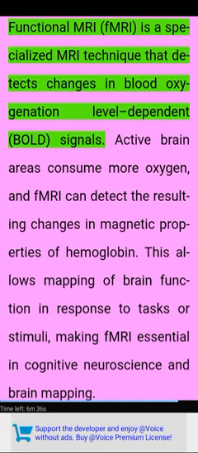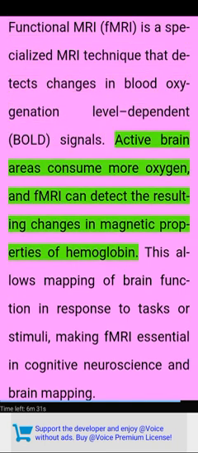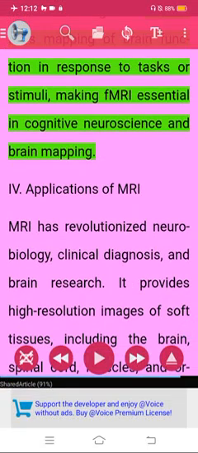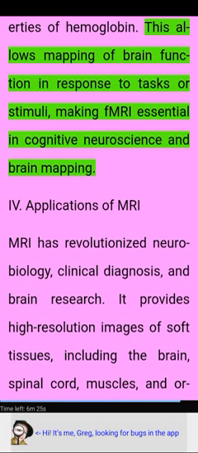Functional MRI (fMRI) is a specialized MRI technique that detects changes in blood oxygenation level dependent, or BOLD, signals. Active brain areas consume more oxygen, and fMRI can detect the resultant changes in magnetic properties of hemoglobin. This allows mapping of brain function in response to tasks or stimuli, making fMRI essential in cognitive neuroscience and brain mapping.